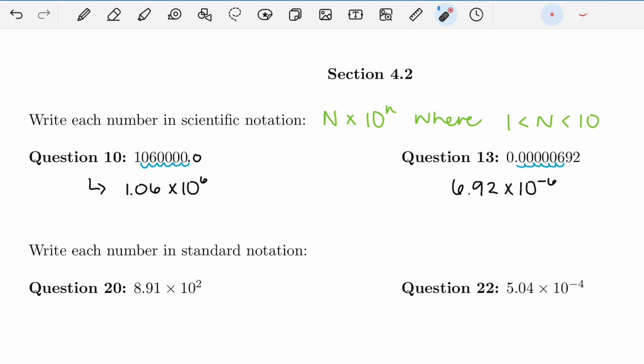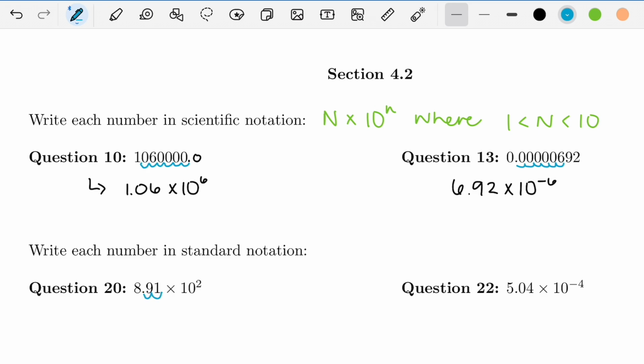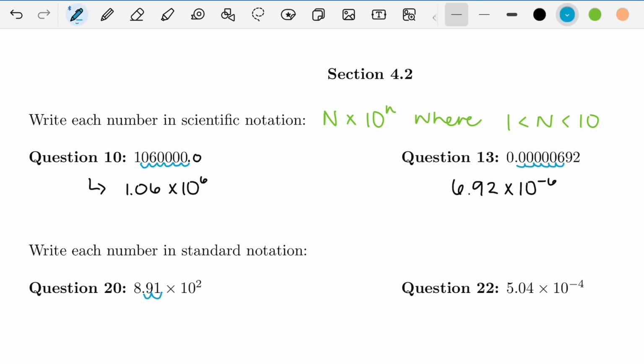All right, so this brings us to our next two examples here. Now we're given a number in scientific notation and we want to write it in standard notation. So we're going to write it like this here. So in this case, we have 8.91 times 10 to the second power. So we know that we're going to move our decimal here 2 units to the right. Remember, when we're dealing with positive exponents, we're going to make this number bigger. So this is just going to be 891.